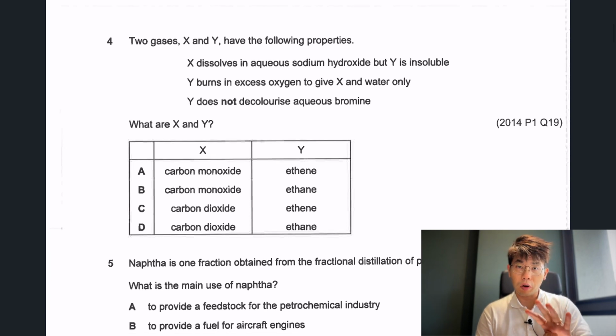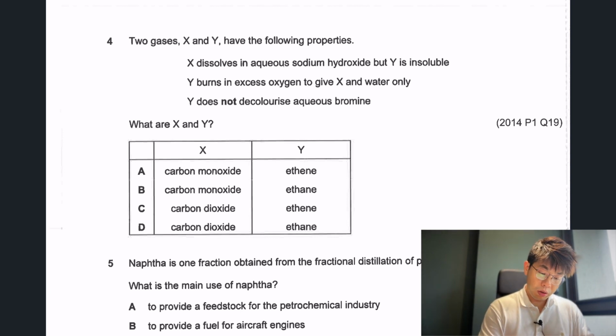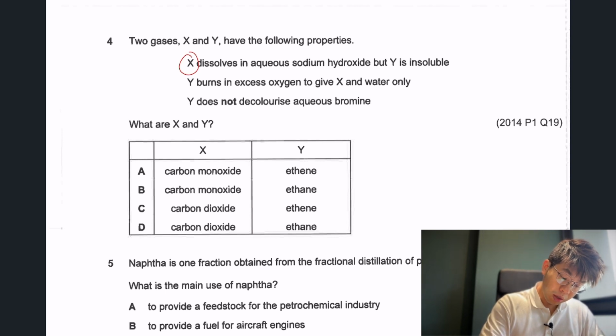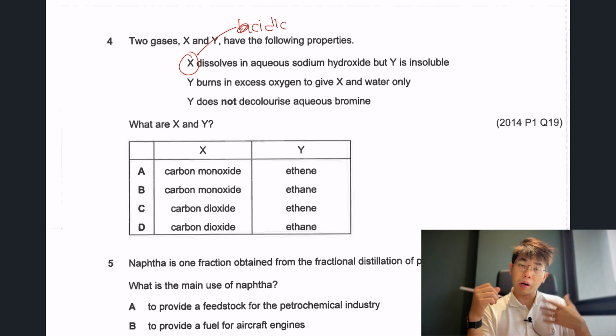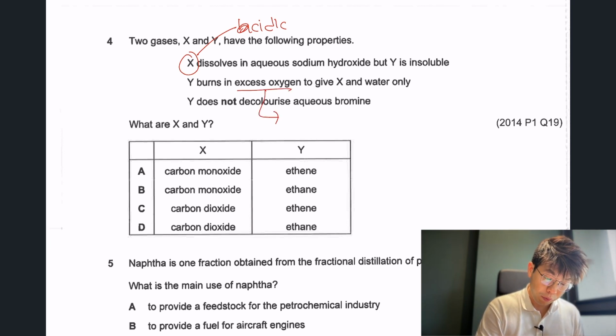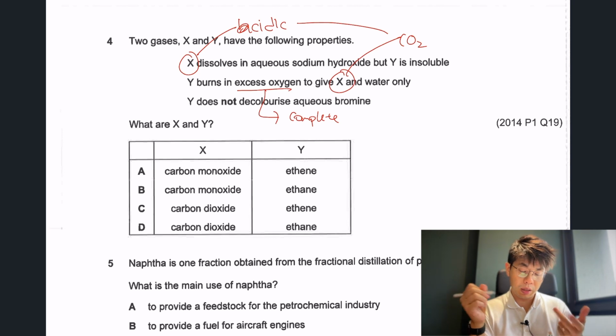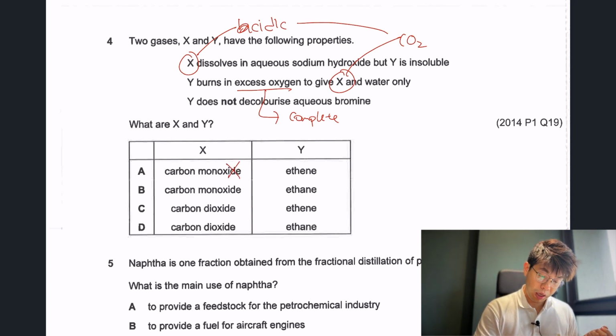We have question number 4. In question number 4, gas X and gas Y have the same properties. X can dissolve in aqueous sodium hydroxide, so that means X seems to be acidic or amphoteric. Y is insoluble, so not so sure what that means. Y burns in excess oxygen, so this is complete combustion. If this is complete combustion, X should be carbon dioxide. Let's check, is carbon dioxide acidic? Yes, carbon dioxide is acidic, so you can answer A.